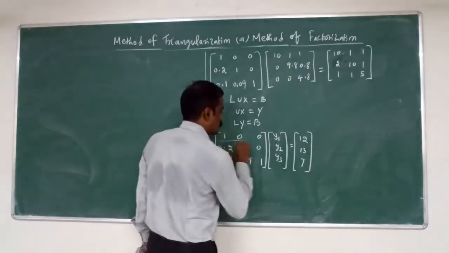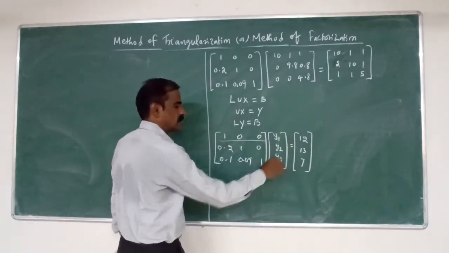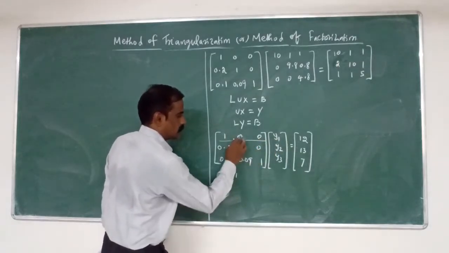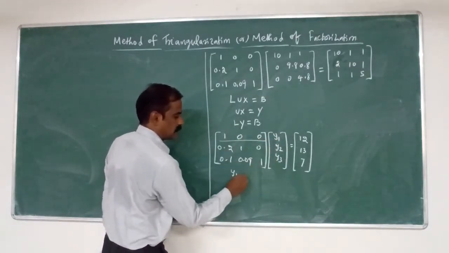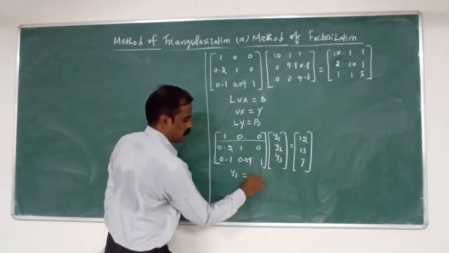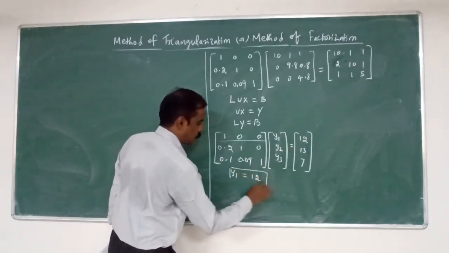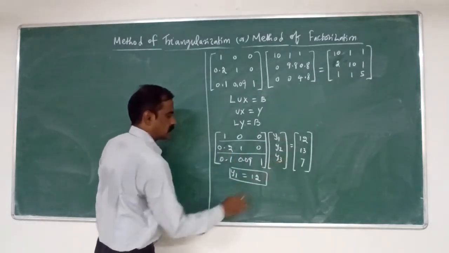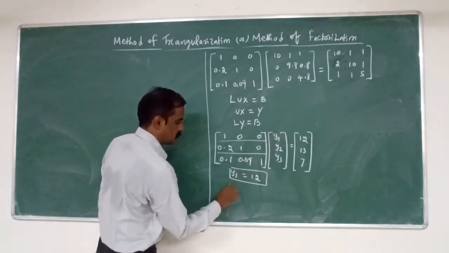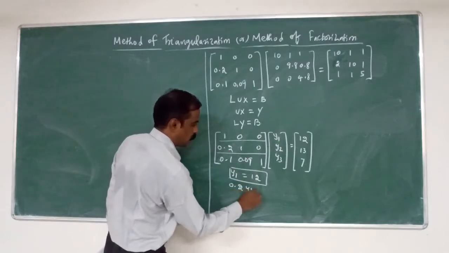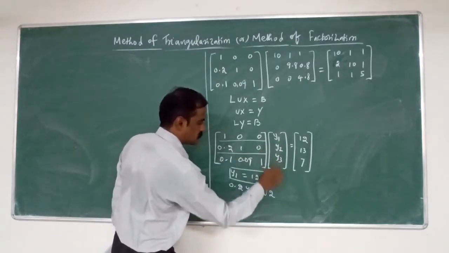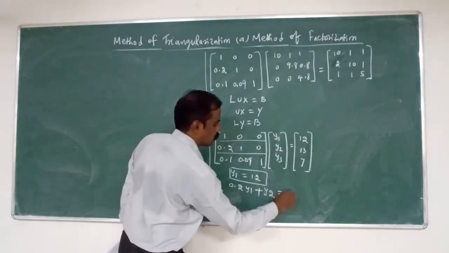First we take row 1 and multiply with the column. Here Y1, this is for 0 and this is for 0. Here Y1 equal to 12. This is the answer of Y1. And take the second row and multiply with this column: 0.2 Y1 plus Y2 and this is for 0. Y2 equal to 13.